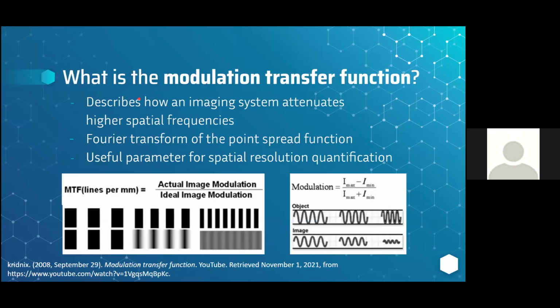The modulation transfer function describes how an imaging system attenuates higher spatial frequencies. Depending on which signals are allowed to pass through, the modulation transfer function characterizes the effect of the imaging system on spatial resolution. As you can see in the figure here, the lower spatial frequencies with just a few lines per millimeter can be easily distinguished in the image, but the higher spatial frequencies with many lines per millimeter are attenuated and no longer distinct. Because the MTF is the Fourier transform of the point spread function, it serves as a useful way to quantify spatial resolution.